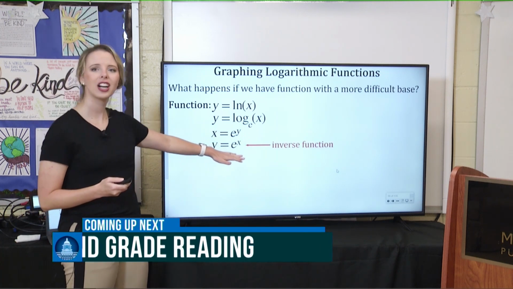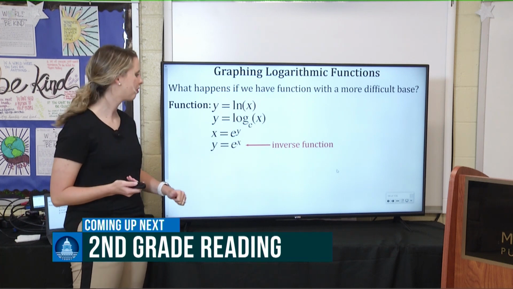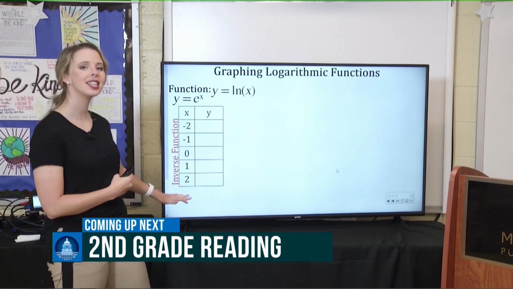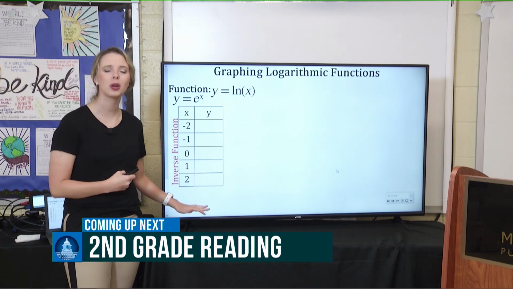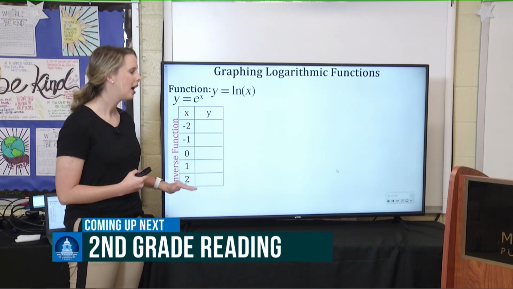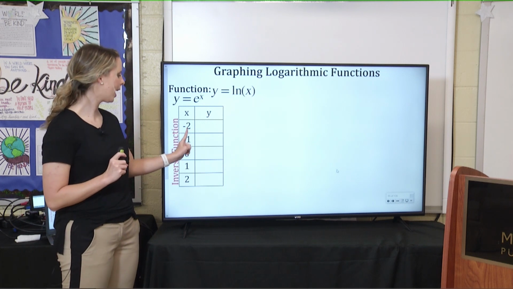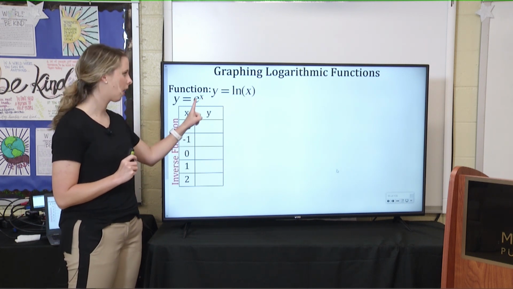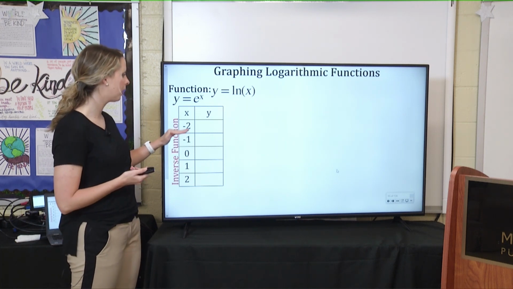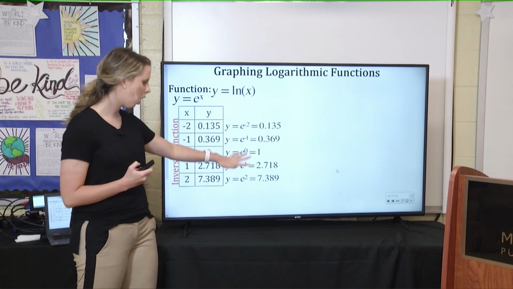So this is our inverse function, and this is what we want to use to graph. We're going to use the same type of table that we used last week when we graphed exponential functions, going from -2 to 2. Let's go back and recall, we had to replace the x, our exponent, with these values. So we're raising it to the -2 power, e to the -2, then to the -1, and so on. We did all of this last week.